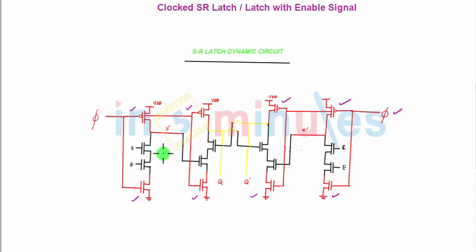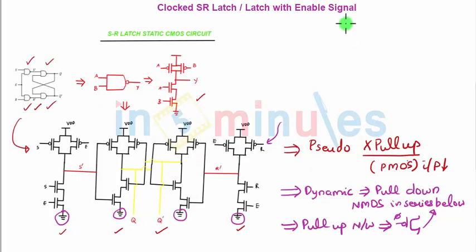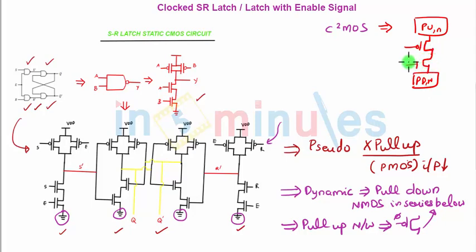Now let's quickly go ahead and make an SR latch C2MOS circuit. Now we know that for C2MOS, what changes is that in between the pull up network of static and the pull down network of static, we connect an additional PMOS and an NMOS transistor in series to the pull up and pull down network, and in between the two we take our output. So this is my C2MOS logic style, where this is going to be my phi and this is going to be my phi bar. Both of them would be complementary to each other.